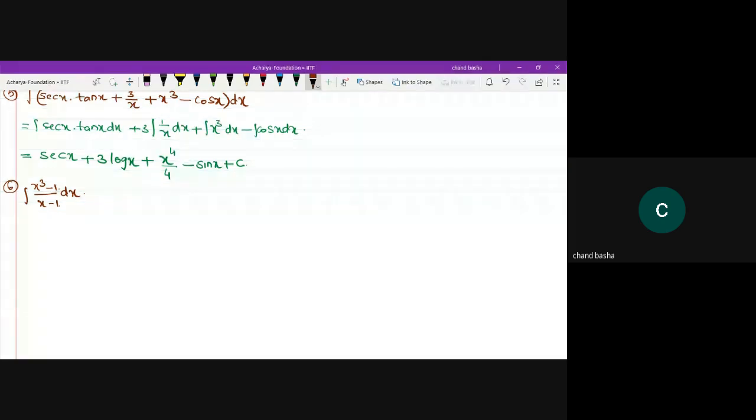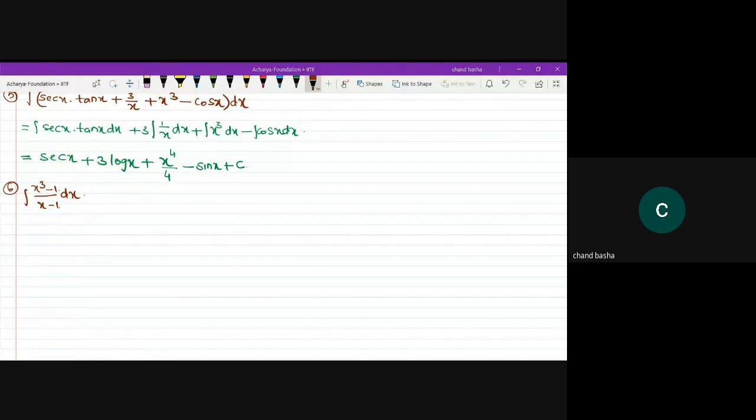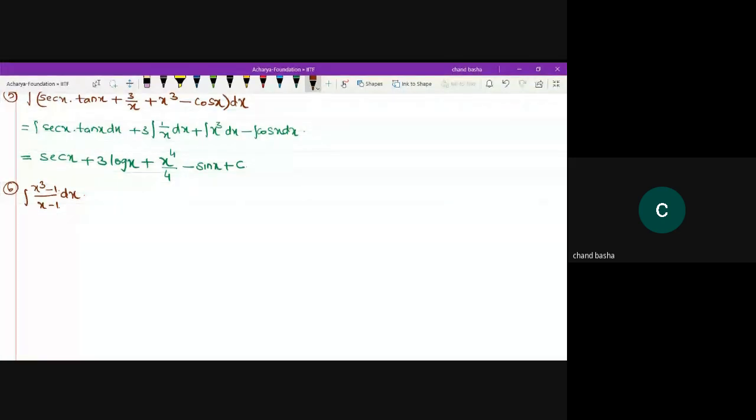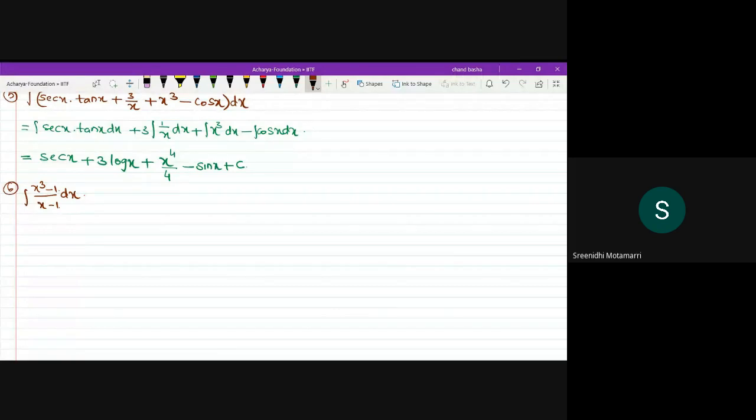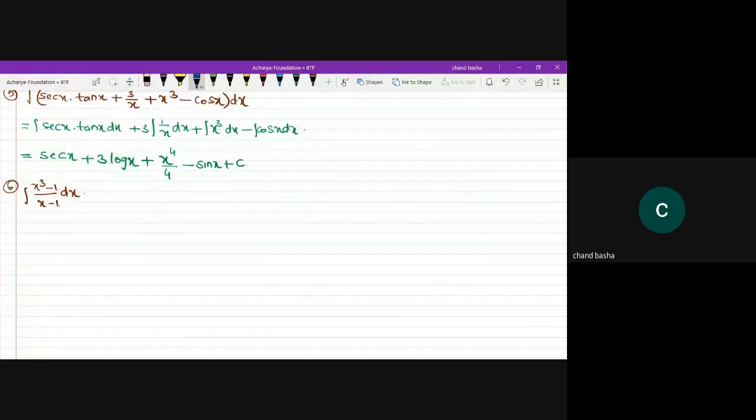As I'm repeating again, don't forget the previous concepts. Yes, Srinidhi. Sir, I'm not sure of my answer, but I got x cube by 3 plus log x plus c. Okay. X cube by 3 is correct, but how you are getting log x, I didn't understand. And how you are approaching.